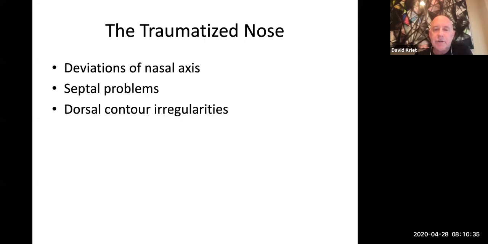We have deviations of the nasal axis, so shifting right and left. We have septal problems, and we have dorsal contour irregularities. If you start to compartmentalize your physical findings in these different buckets, I think it really helps to simplify your analysis and then creation of a treatment plan.